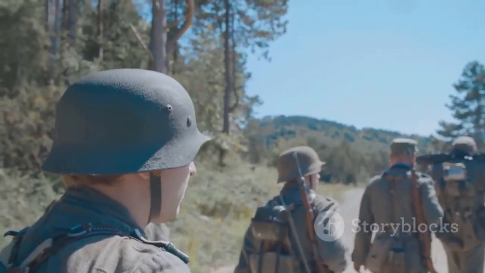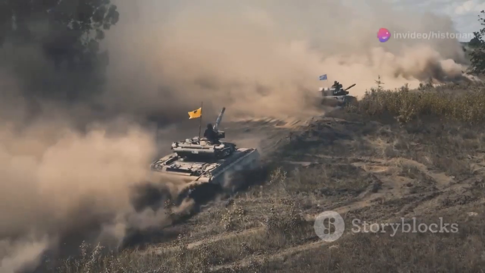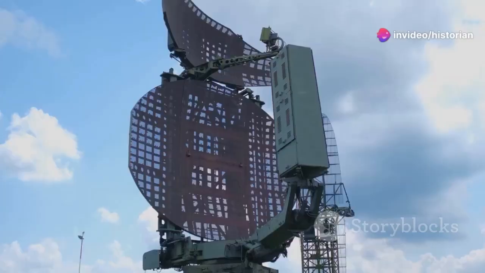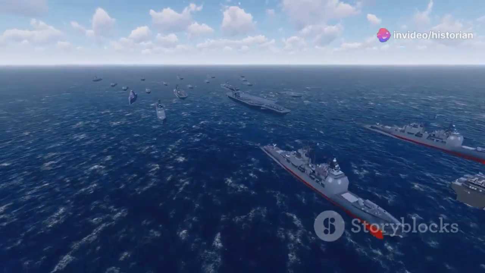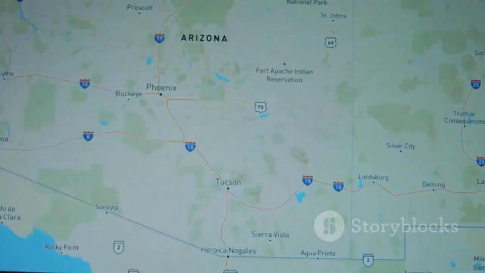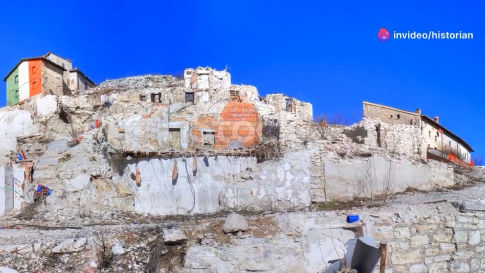World War II saw even more significant technological advancements. Tanks became more advanced and played a crucial role in battles. The development of radar improved air defense. The use of aircraft carriers changed naval warfare. The most significant advancement was the development of the atomic bomb. It introduced a new era of weapons of mass destruction.